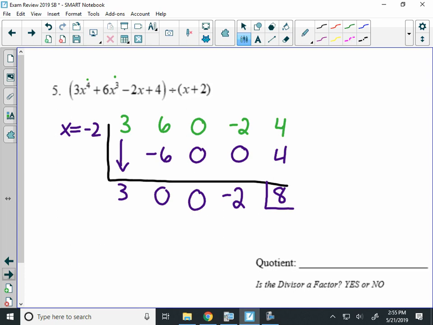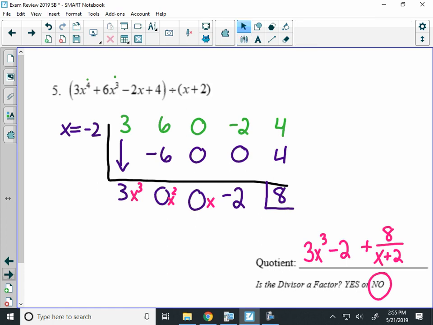And I like to put that in a box because that reminds me that that 8 is the remainder. Now here's the quotient. Remember when I divided x to the 4th by an x term, this dropped down the exponent by 1. So this is really 3x cubed, 0x squared, 0x minus 2. So really all I have to write here is 3x cubed minus 2, plus I have a remainder of 8 over x plus 2. Because there's a remainder, this divisor is not a factor.